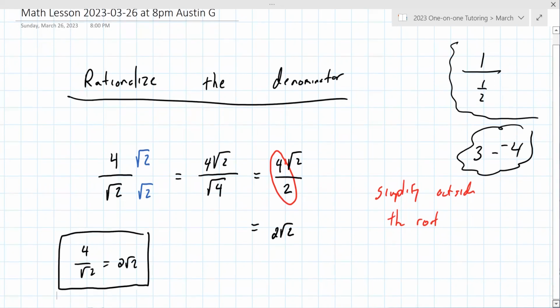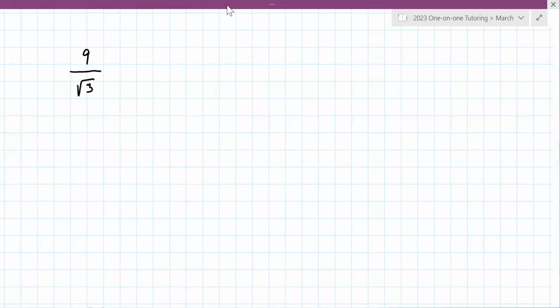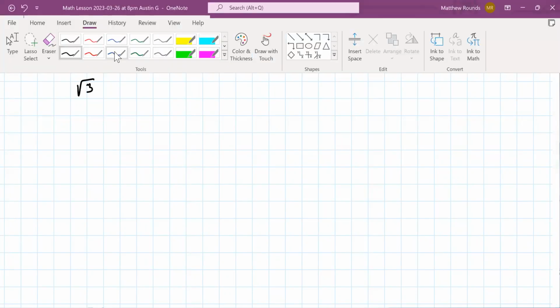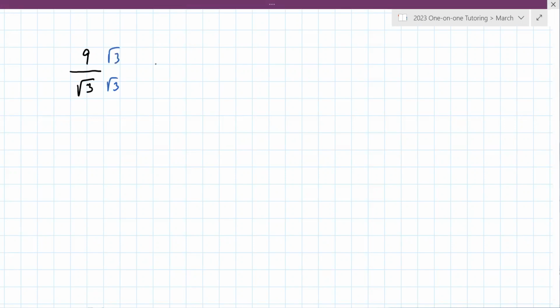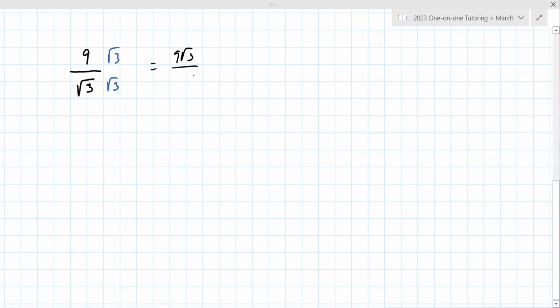All right, so we're looking at a couple more examples before I have you maybe try some here. So let's say it's 9 over the square root of 3. So you will multiply the top and bottom by the square root of 3. No big deal, right? 9 square root 3 over square root of 9. The square root of 9 is 3. And you simplify: 9 divided by 3 is 3.